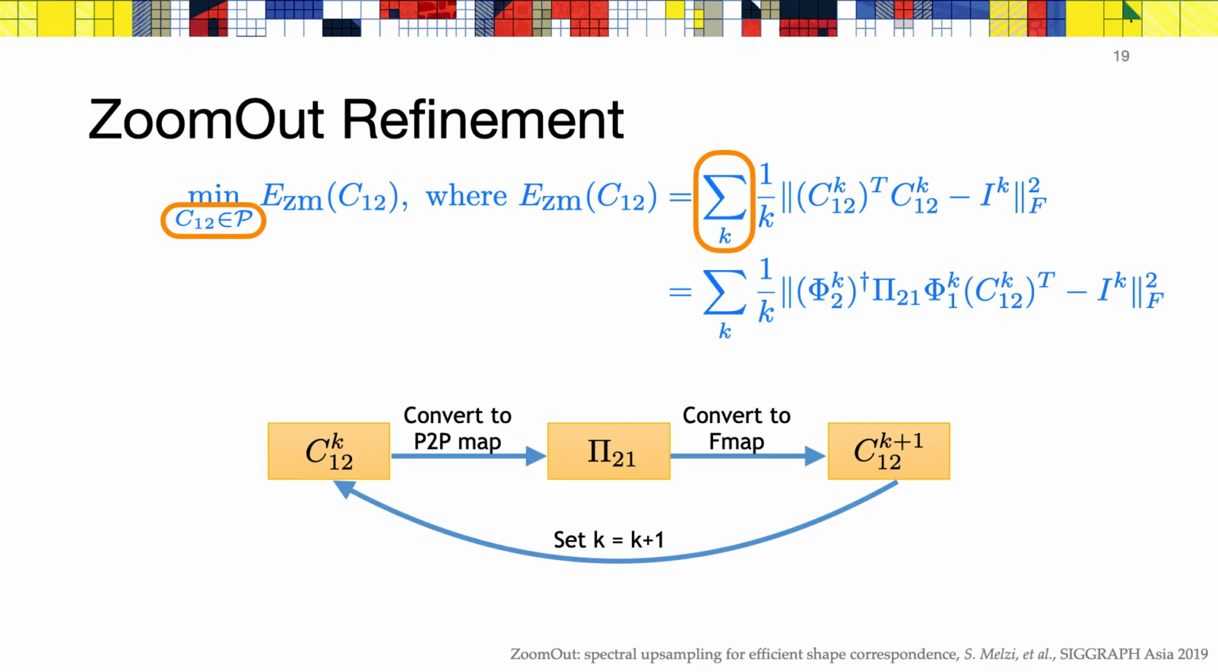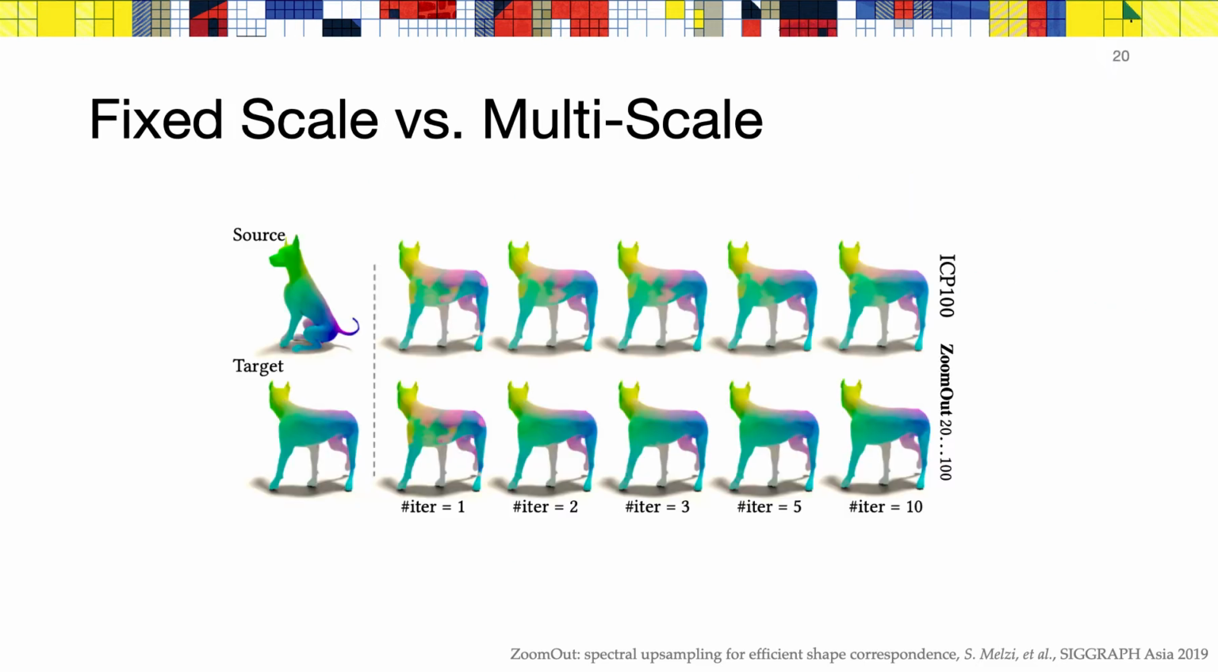Furthermore, they propose a simple algorithm to efficiently optimize this multi-scale energy with the constraint that the functional map arises from some pointwise map. In short, ZoomOut converts back and forth between the functional maps and the pointwise maps, while progressively increasing the dimension of the spectral basis for functional map representation. Here we can see refining a functional map at a fixed dimension 100 is trapped at some suboptimal solution, while the multi-scale approach quickly converges to the optimal map.